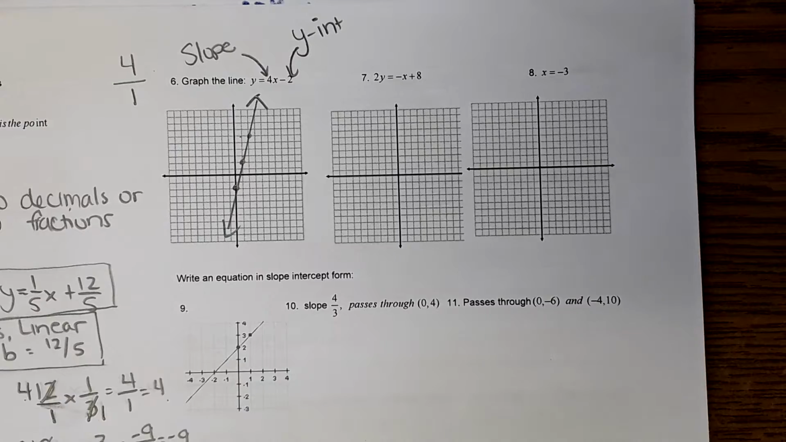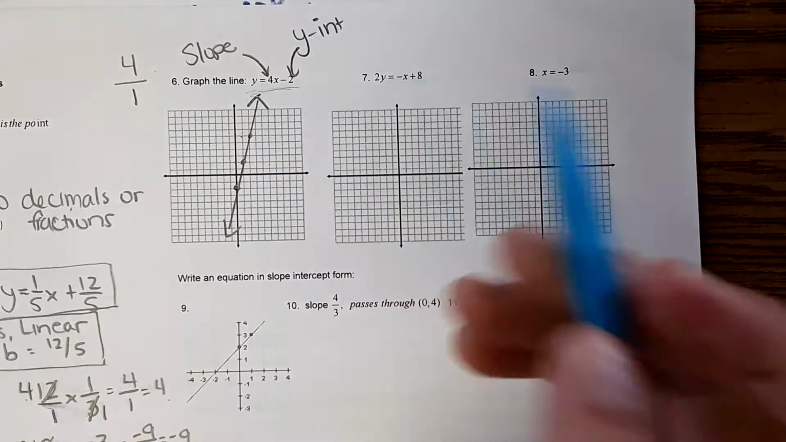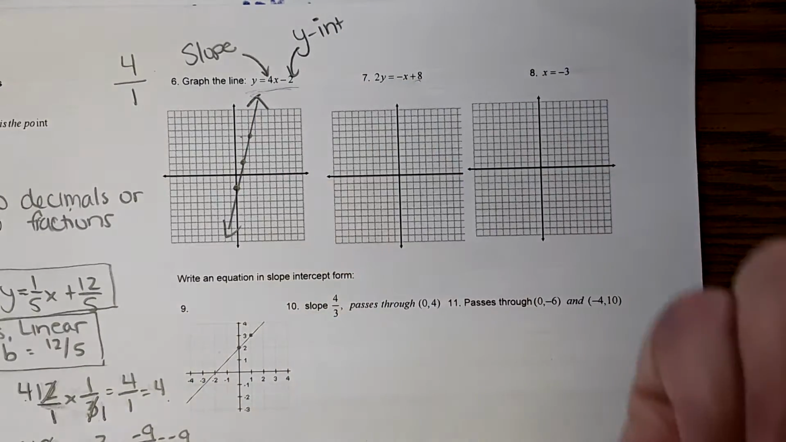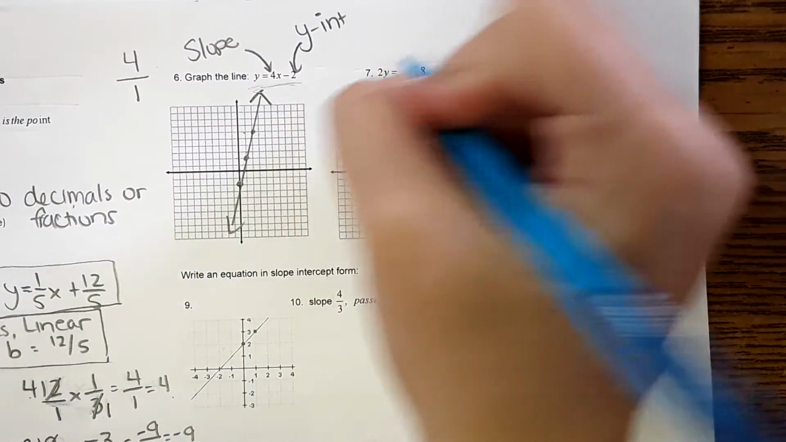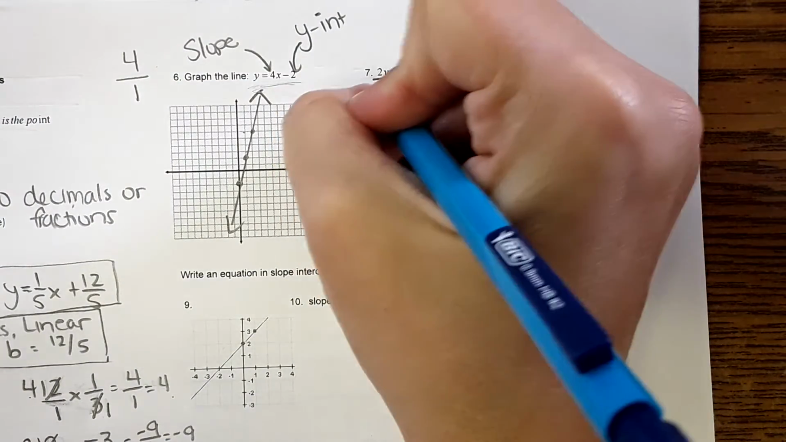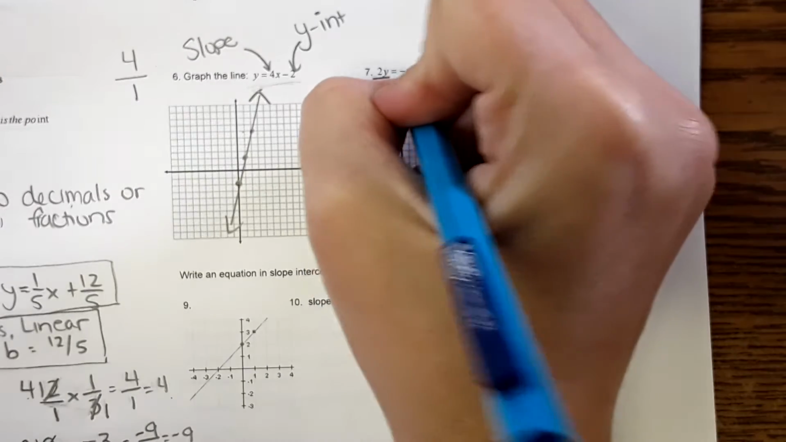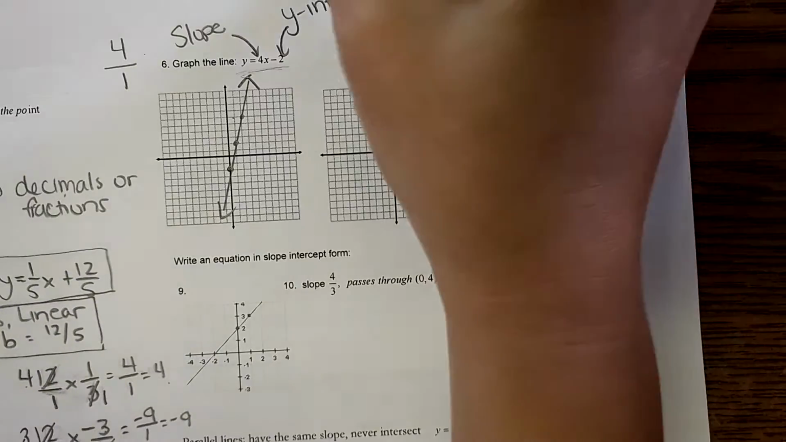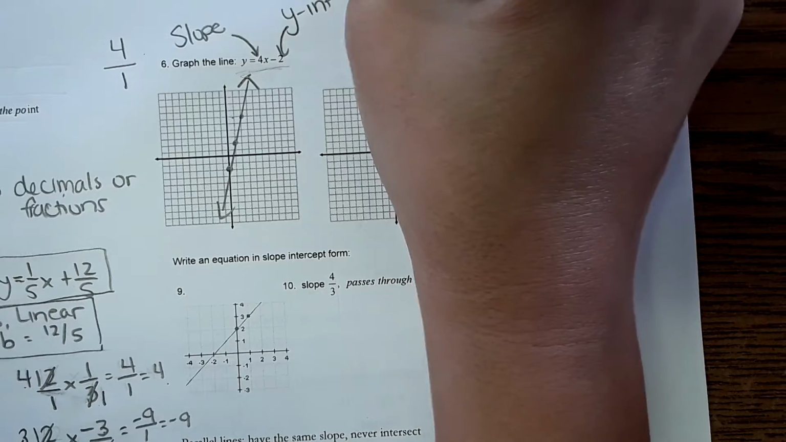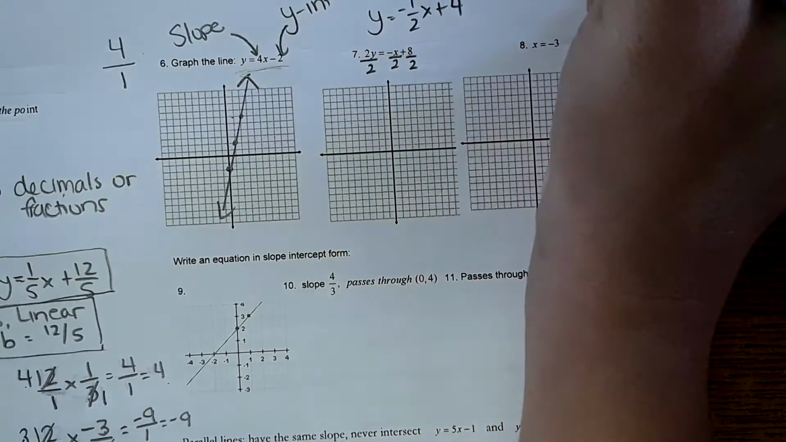For the next graph, we don't quite have it in this format yet, so we're going to have to rearrange it to get it there. I need y by itself, so I'm going to divide that by 2, and then whatever I do on this side of the equation I have to do over here. So I'm going to divide all these by 2. And then I get y equals -1/2 x plus 4.